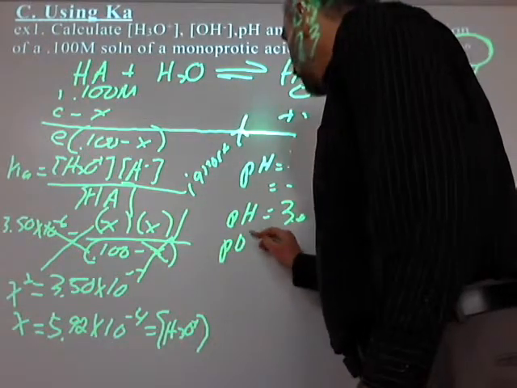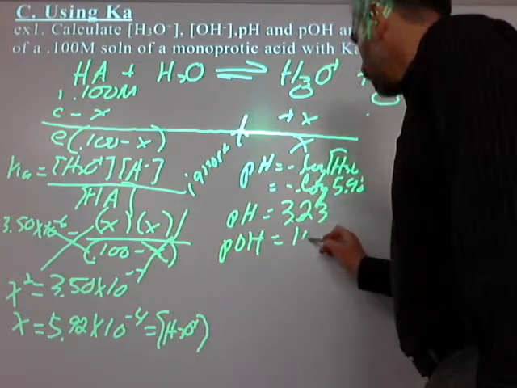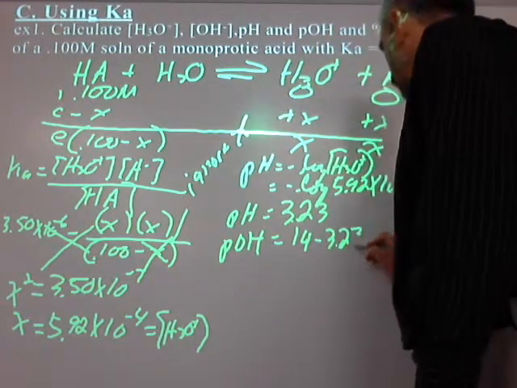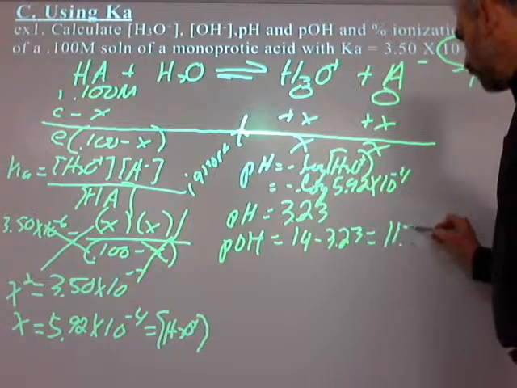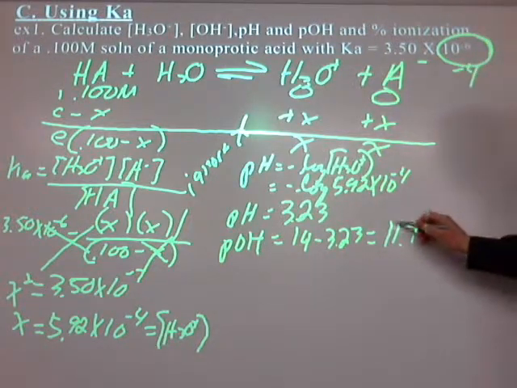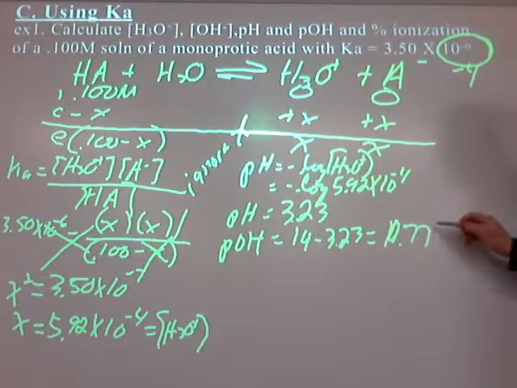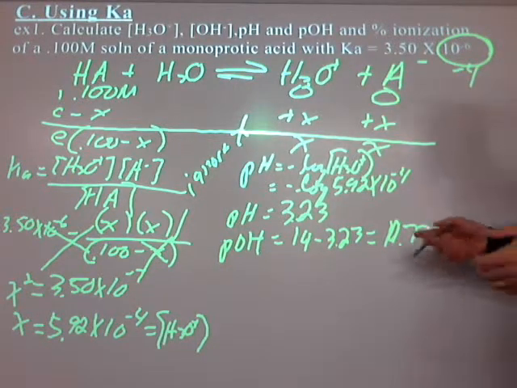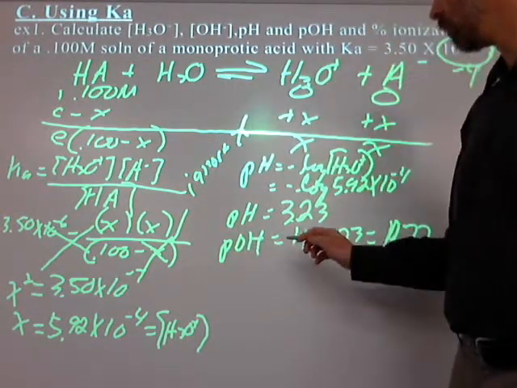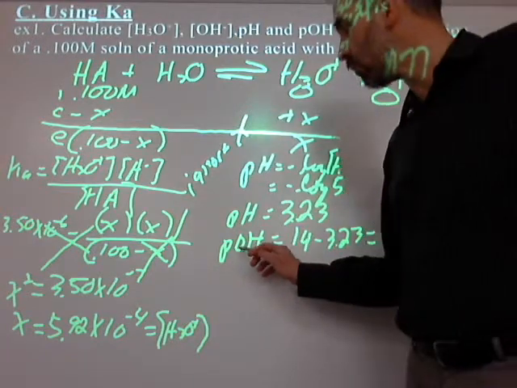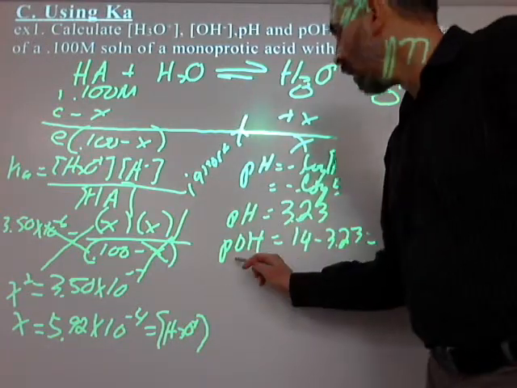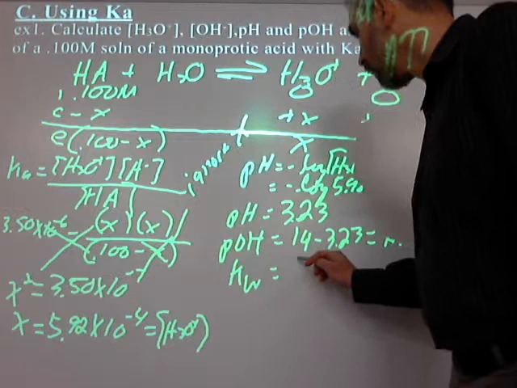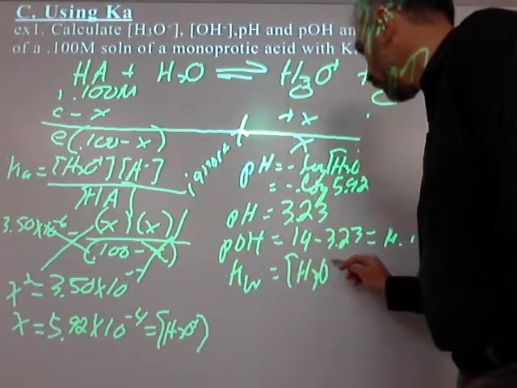How do I get the pOH? That's easy enough. Subtract 3.23 from 14, which will give me, what, 11.77? Is that right? 10.7. I can't subtract in my head. 10.77. So there's your pOH. Right? I still have to get the hydroxide. I can do that 2 ways. I could take the inverse log of pOH, or let's just do it this way because that's the way we usually do it.